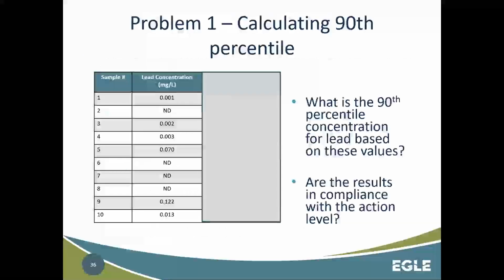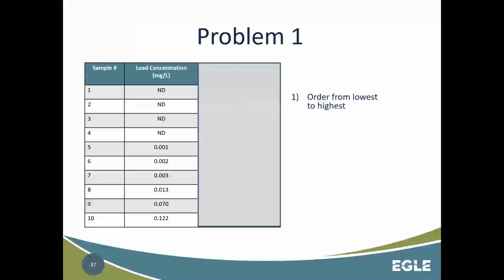All right. What I want to get into here is calculating the 90th percentile. So you have 10 samples here of lead concentrations. How do you calculate that 90th percentile? The first thing we want to do here is order those from lowest to highest. So sample 1 is a non-detect and sample 10 is now your highest at 122 parts per billion, or 0.122 milligrams per liter, parts per million.